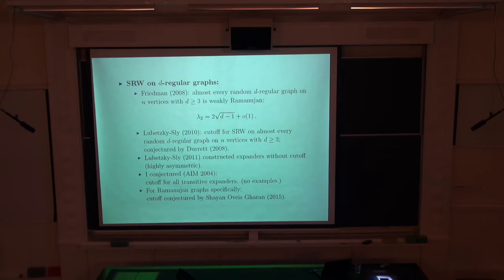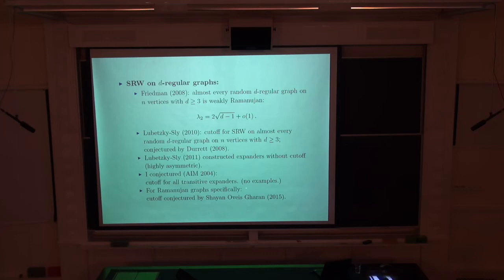Lubetzky and Sly in 2010 proved, not via a spectral proof but a probabilistic argument, that random d-regular graphs have cutoff. This was conjectured by Durrett in 2008. They also constructed examples of d-regular expanders without cutoff. So these are not Cayley graphs. By asymmetric, I just mean very far from Cayley graphs.